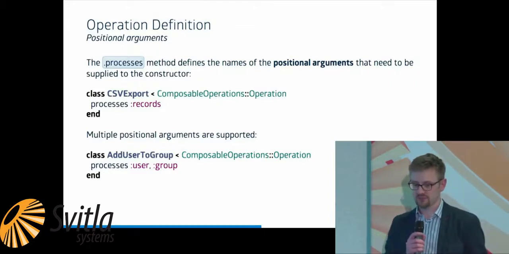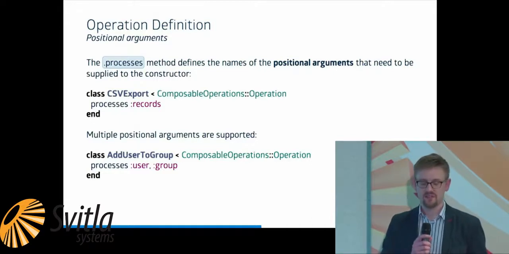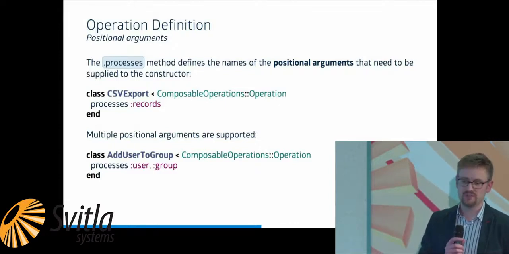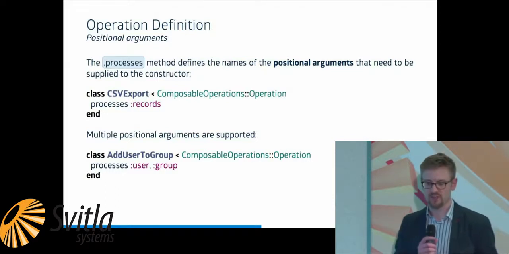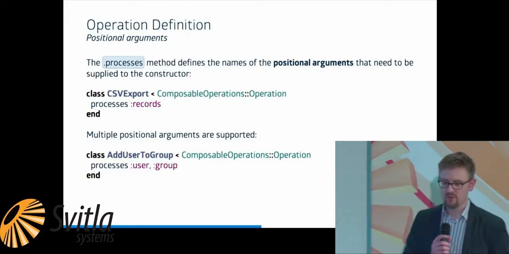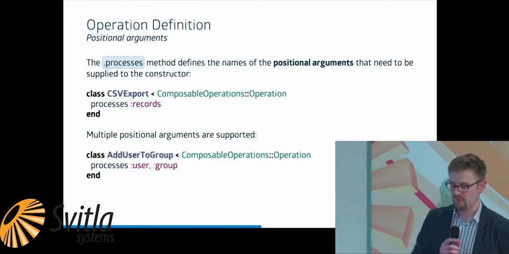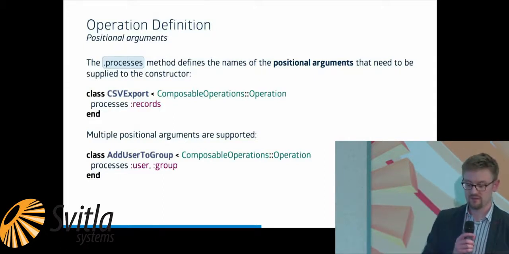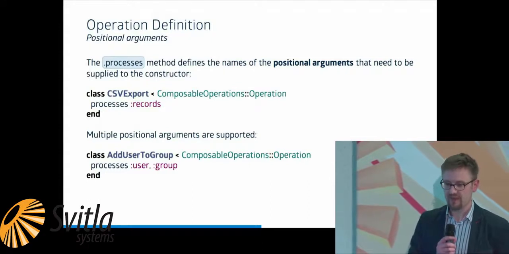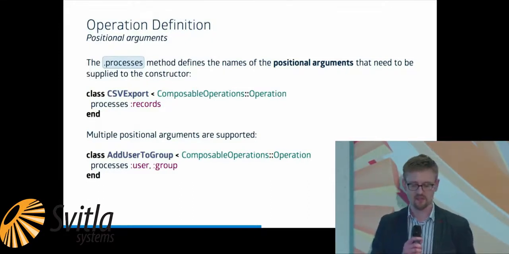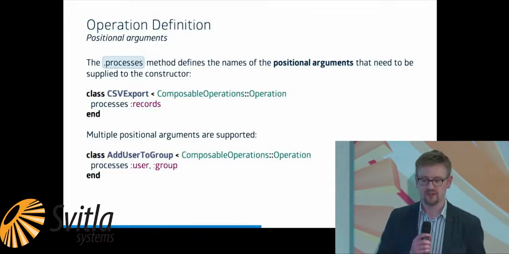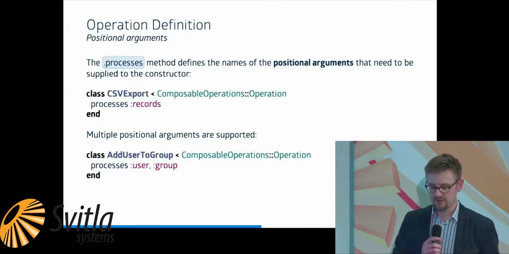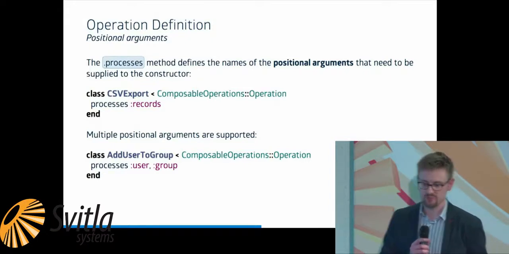So, I briefly mentioned processes. Processes just generates a bunch of getter and setter methods for you that allow you to conveniently access the data that is being processed by your operation. So in the first example, the operation processes one element, and this element is an array of records. But for instance, we could model an operation for adding a user to a group, and in this case, it makes sense that the operation gets initialized with a user and a group. So you can basically define an arbitrary number of arguments your operation is going to process.